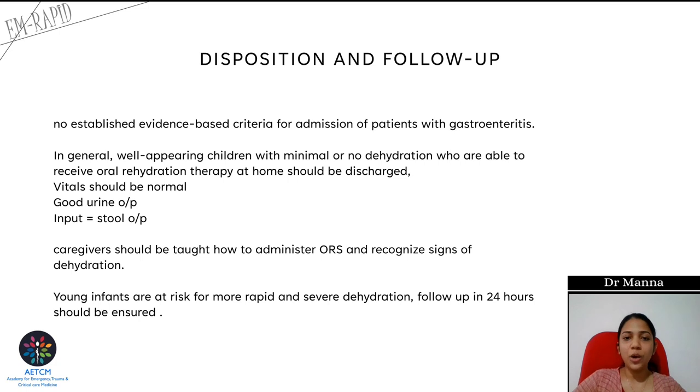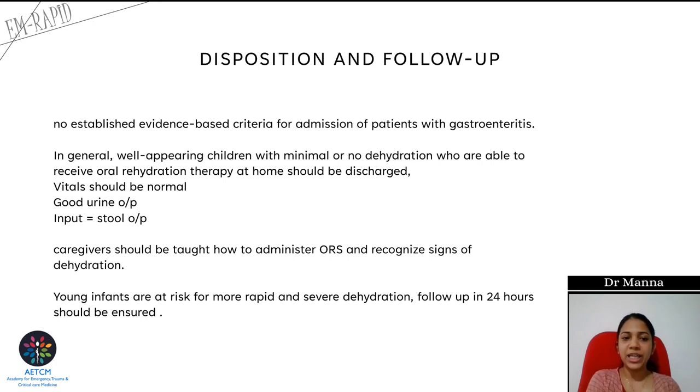And how do we discharge this patient from the ED? For a child presenting to the ED with diarrhea, we should make sure that the child is well rehydrated. If you are planning for discharge, the child should not be dehydrated. The child should be in a non-dehydrated or minimally dehydrated state. The child's vitals should be normal. There should be adequate urine output, and stool input and output should be matching.